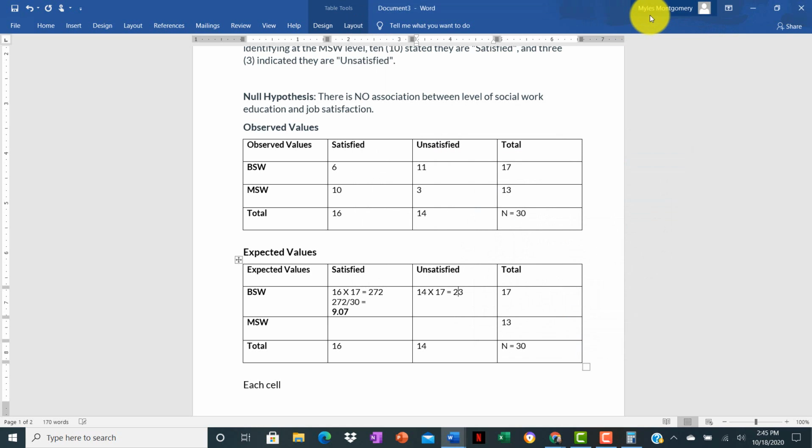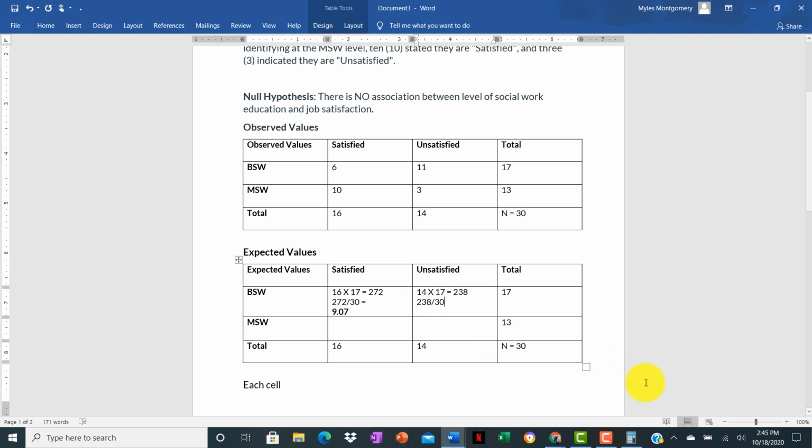I'll just knock that down. 238. Okay, so then 238 divided by what? Well, divided by n. And it's the same thing we did here. Okay, 272 divided by 30, and 30 is the n. Okay, 238 divided by n. What does n equal? 30.